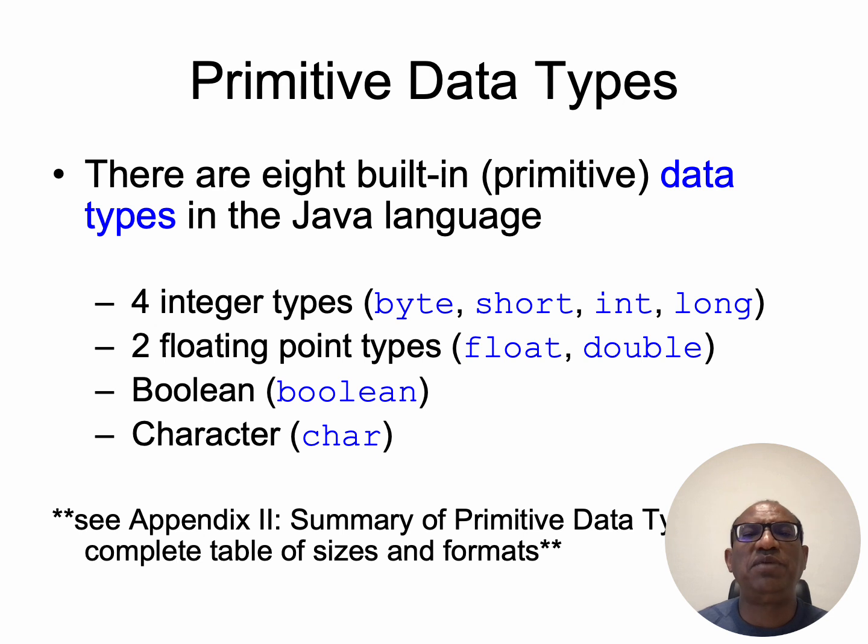Java has 8 primitive data types. The integer types are byte, short, int, and long. The floating point types are float and double. The Boolean type is boolean. The character type is char. In this course, we will mainly use int for whole numbers and double for decimal values.